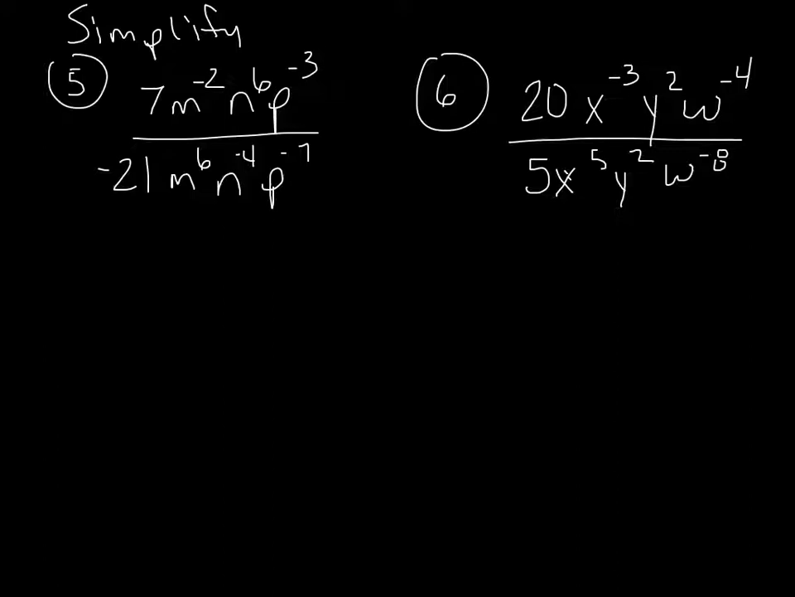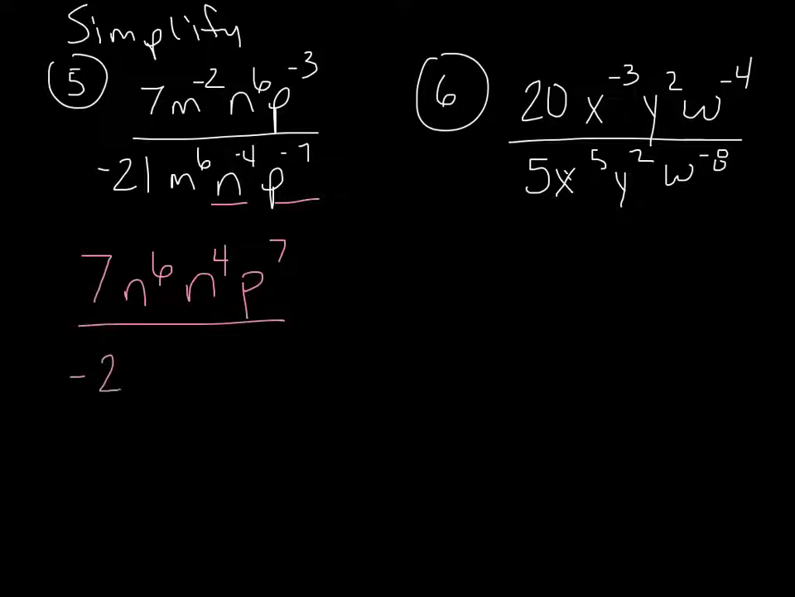Number 5, 7m to the negative 2, n to the 6th, p to the negative 3 over negative 21, m to the 6th, n to the negative 4, p to the negative 7. Like I said, it's going to be a lot easier if you just start by moving your negative exponents. So on top you have 7, you have n to the 6th, you have, that needs to move to the top, so n to the 4th, that needs to move to the top, so p to the 7th.